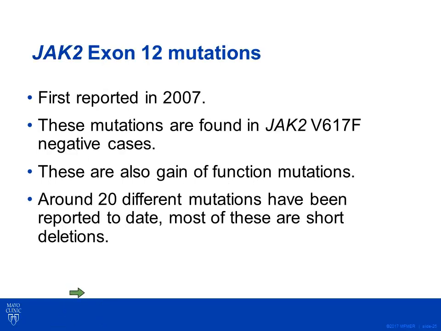There are also now known to be mutations in a different exon, that is exon 12. These were first reported in 2007. These mutations are found in the V617F negative cases, so these are mutually exclusive. But these are also gain of function mutations, and there are over 20 different mutations that have been found to date. Most of these are short deletions.